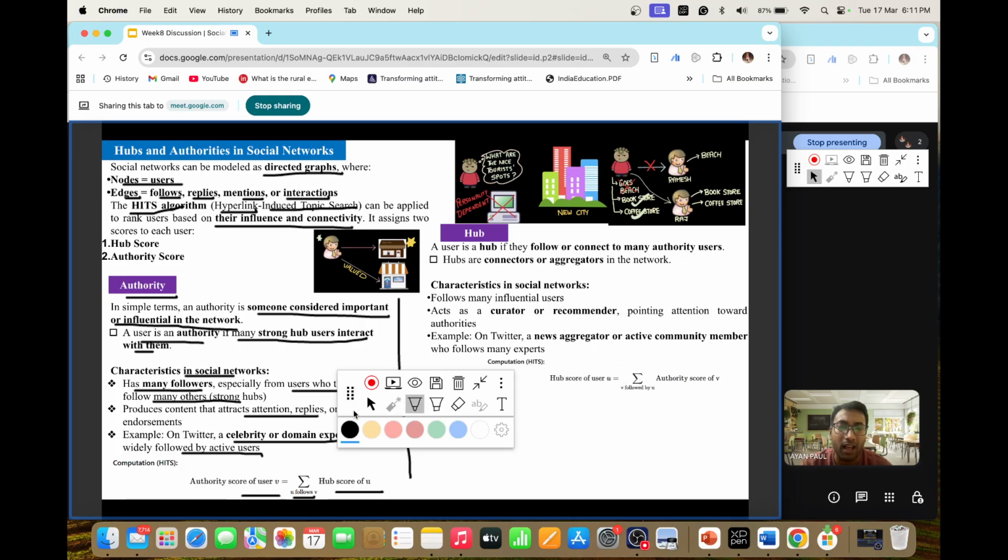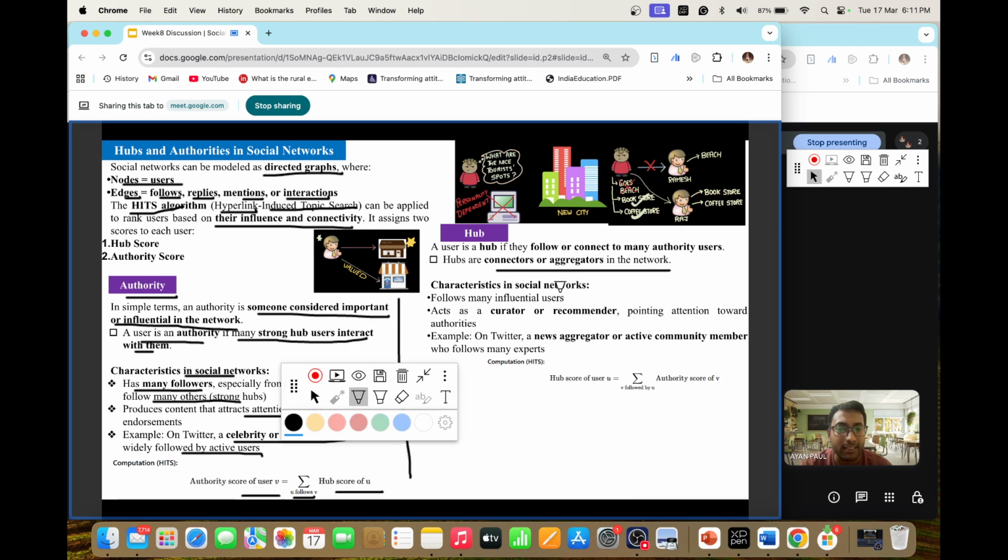Now what are hubs? A user is a hub if they follow or connect to many authority users. Hubs are connectors or aggregators in the network. Characteristics in a social network: follows many influential users, acts as a curator or recommender, pointing attention towards authorities. Again, I am repeating, who are hubs? A user is a hub if they follow or connect to many authority users. These authority users have many people following them. Who are following them? These are nothing but hubs. So a hub is actually following the authorities.